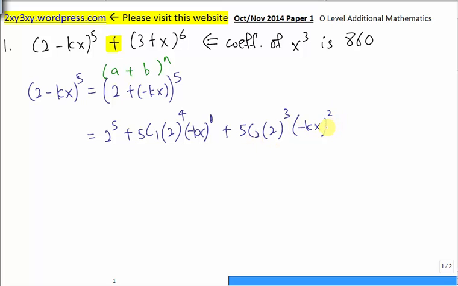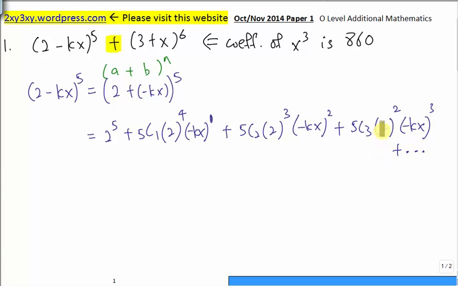Now we are interested in the coefficient of x cubed. So from here we have reached the term x squared. We have to do one more to get the x cubed term. So after 5c2 will be 5c3. a will be 2 to the power of 5 minus 3, which is 2. b power will be 3, plus dot dot dot.